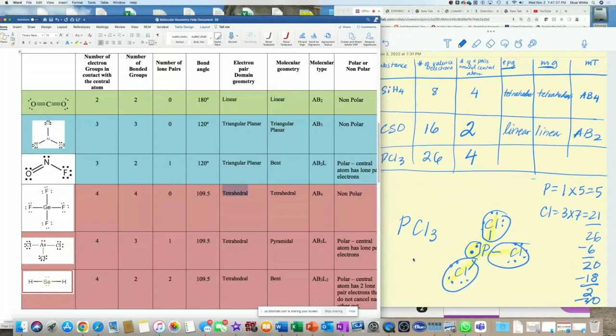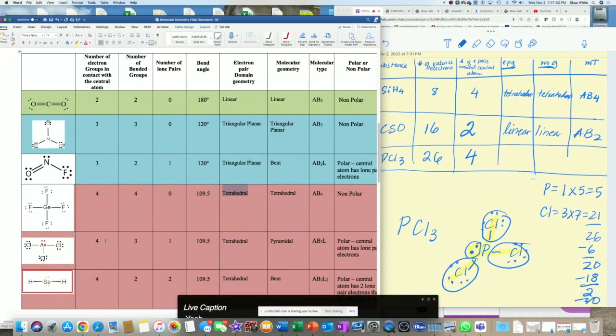And the single bonds each count as a group. So I have four groups, right? Now I go to my four group section again, the salmon area, and if you look at it, our Lewis structure looks more like this, where you have a central atom surrounded by three atoms and then one lone pair. You can use the visual I gave you to match your structure, or you can just go ahead and start looking here.